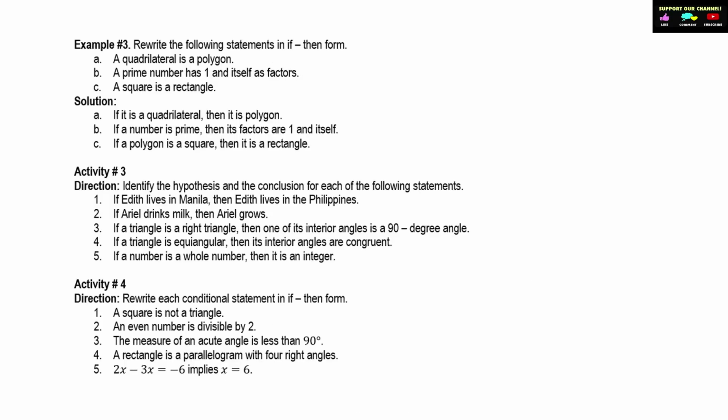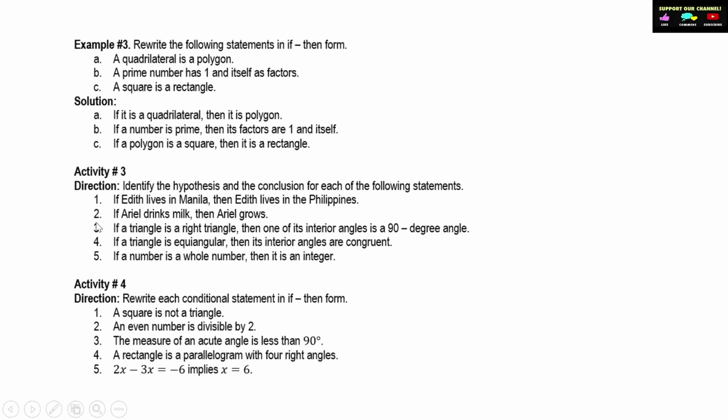For example number 3, we will write the following statements in if-then form. So a quadrilateral is a polygon. So the solution for that, if it is a quadrilateral, then it is a polygon. And for letter B, a prime number has 1 and itself as factors. So if a number is prime, then its factors are 1 and itself. A square is a rectangle. If a polygon is a square, then it is a rectangle.